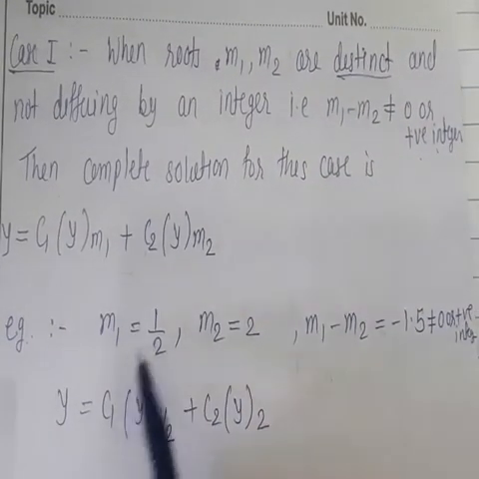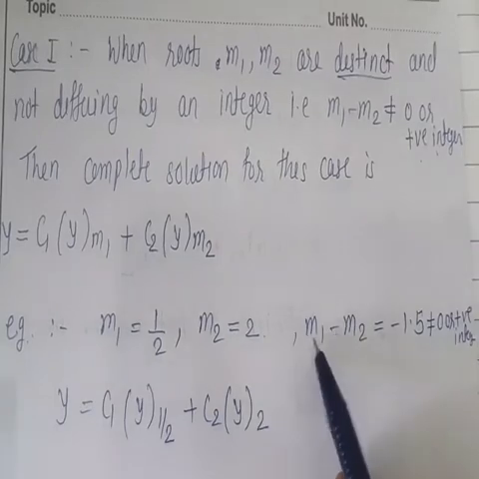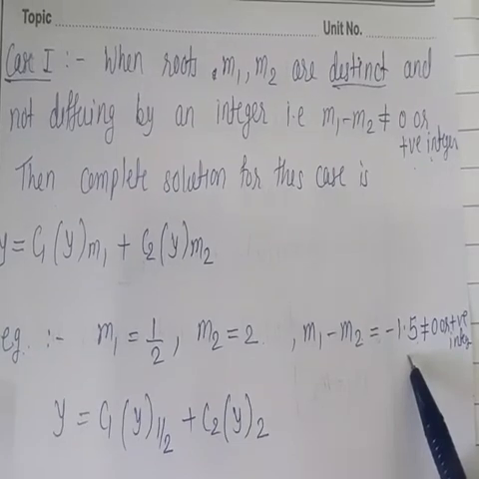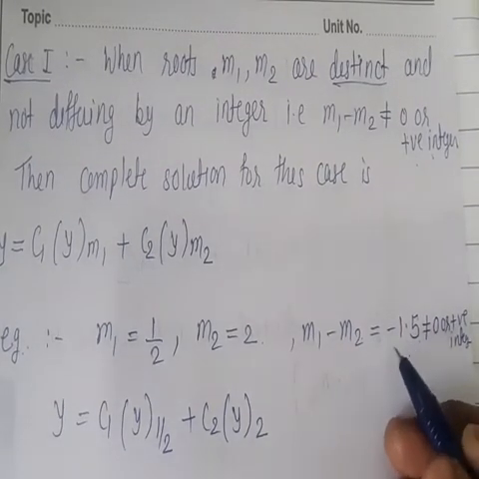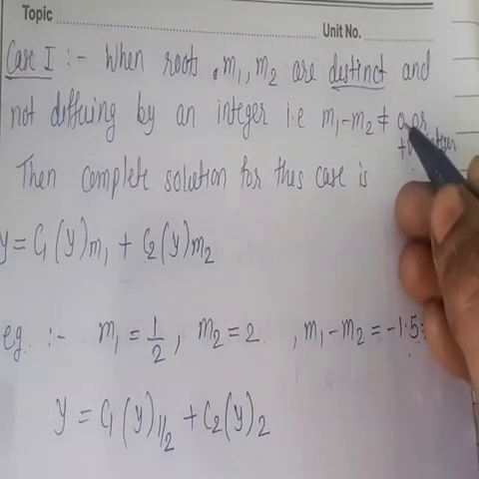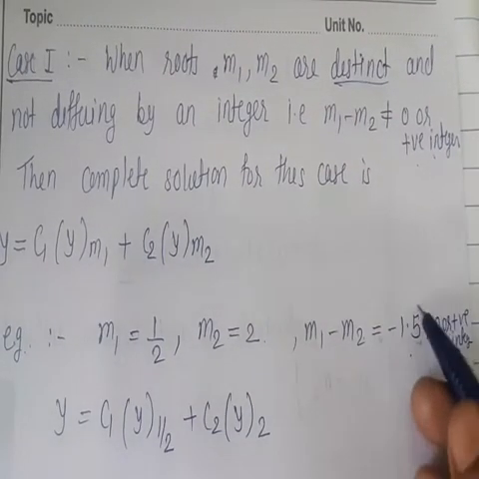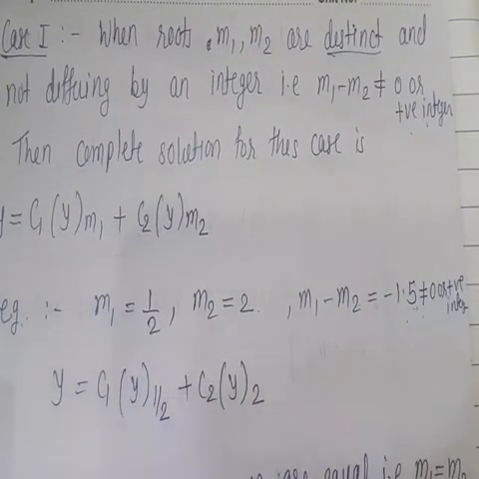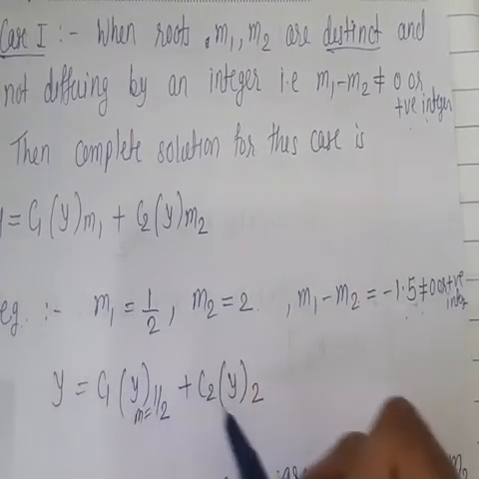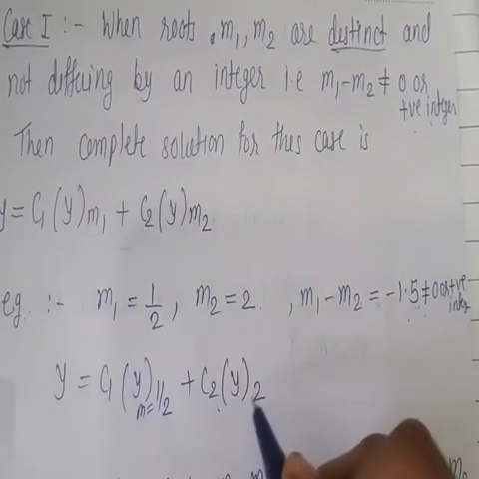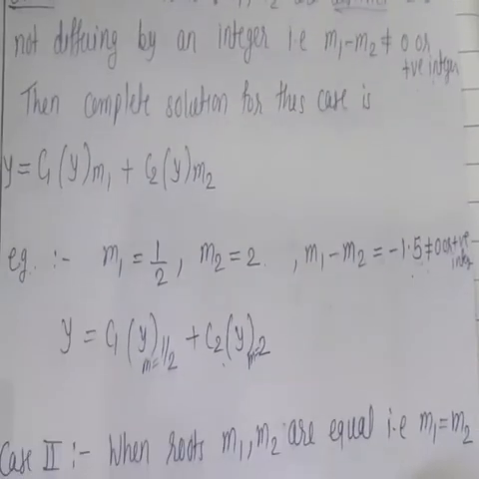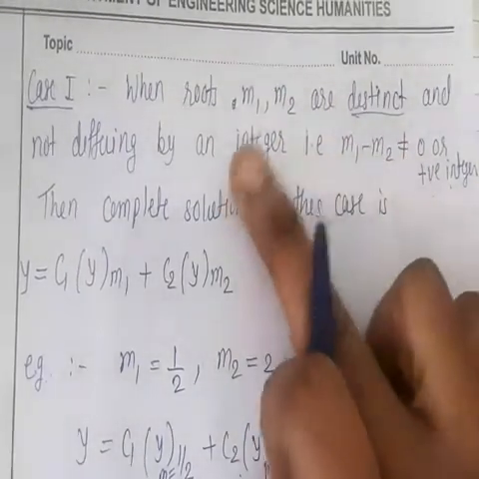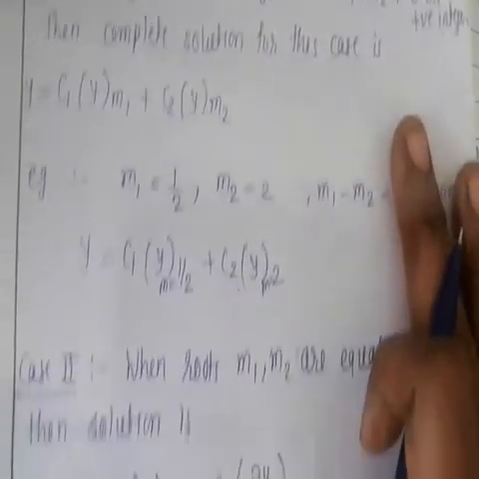So if m1 is 1 by 2 and m2 is equal to 2, what is the difference m1 minus m2? It is minus 1.5. Minus 1.5 is not a positive integer and it is not 0, but some other value. So for such cases we can write the solution as y is equal to c1 into y at the first root, m is equal to 1 by 2, plus c2 into y at the second root, m is equal to 2. So this is the first case. First case is m1 and m2 are distinct and not differing by an integer. Remember this.